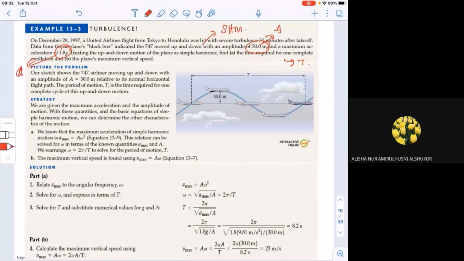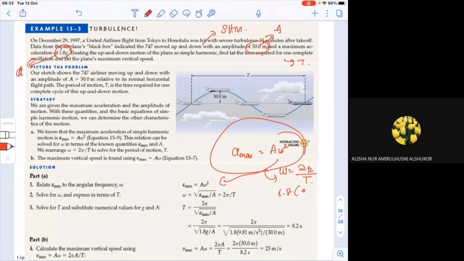Again, the maximum acceleration is 1.8 g. We know that the maximum acceleration in simple harmonic motion gives you A omega squared. In order to get T, we need to know that omega is 2 pi over T. So T is 2 pi over the square root of A max over A, where A max is 1.8 g, which means 1.8 times 9.8, g being our gravity, some sort like 1g, 2g, 3g. And of course the amplitude is 30 meters. So you will get 8.2 seconds.